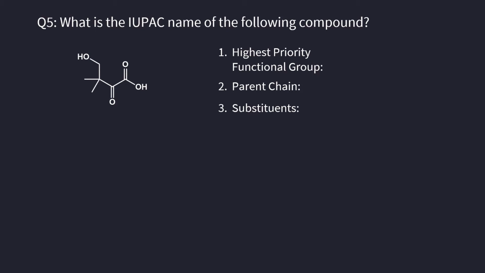Next, what is the IUPAC name of the following compound? Let's go through the motions once again. Let's identify the functional groups. Over here we have a hydroxyl group at the end, and another ketone group. And we have what seems to be a ketone attached to a hydroxyl group. That is a carboxylic acid functional group.